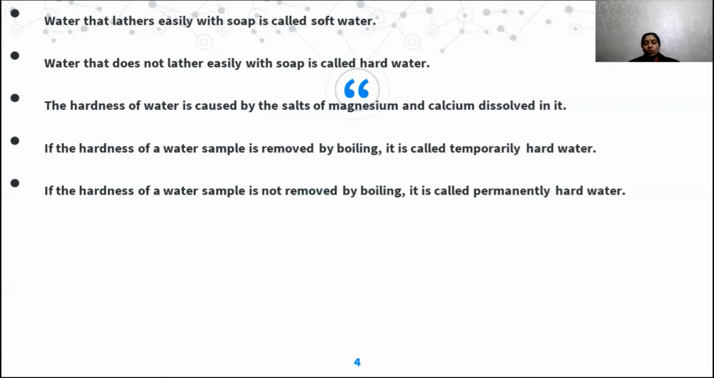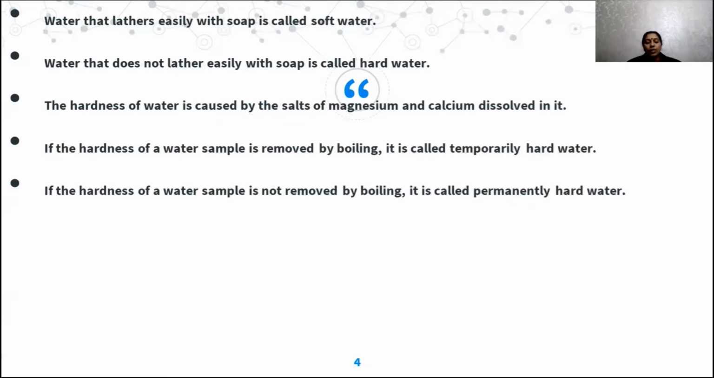Compare the properties of a solution, a suspension and a colloid. Then, what do you mean by water of crystallization? That's also important. We already discussed this water of crystallization with the help of an experiment, and that experiment showed that the water molecules in a hydrated form are part of the crystalline structure. So with that, we need to explain the water of crystallization.